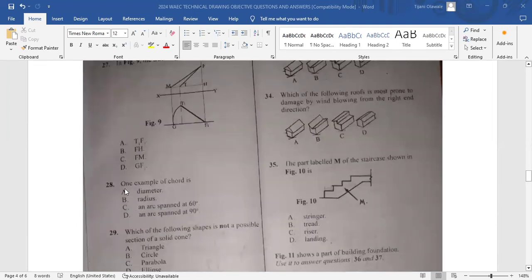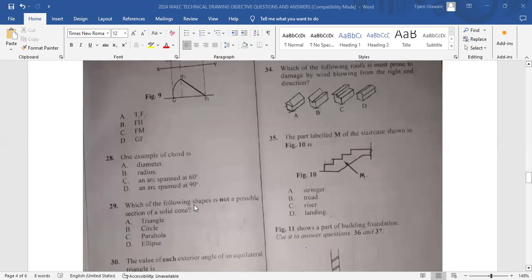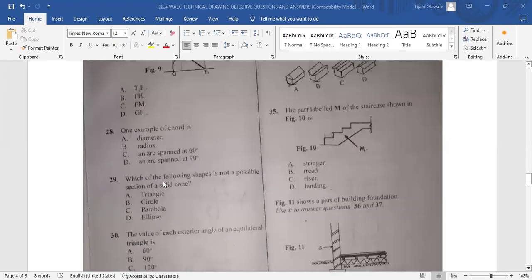Then question 28. One example of a chord is an arc spanned at 60 degrees. Option C is the answer to this question. So that is the answer to question 28. Then question 29. Which of the following shapes is not a possible section of a solid cone? The answer is option A, triangle.